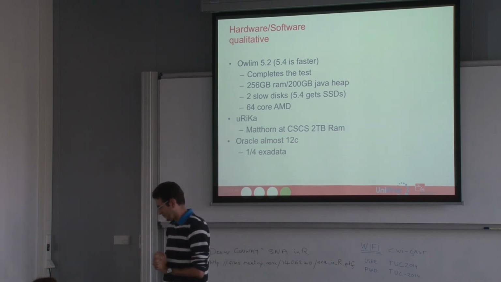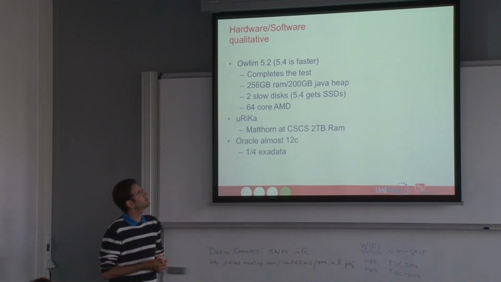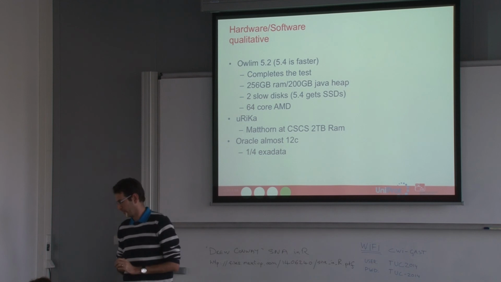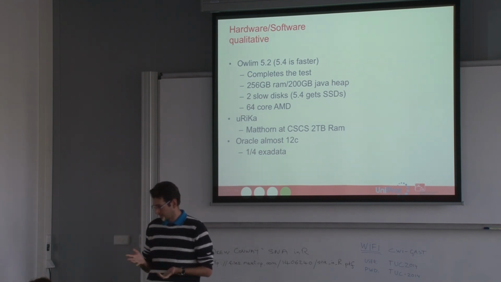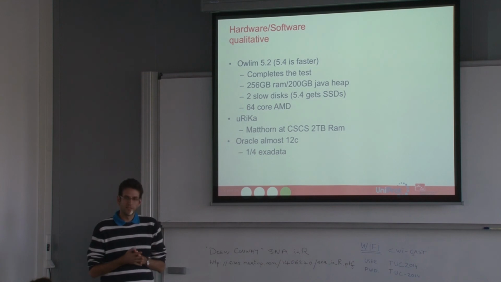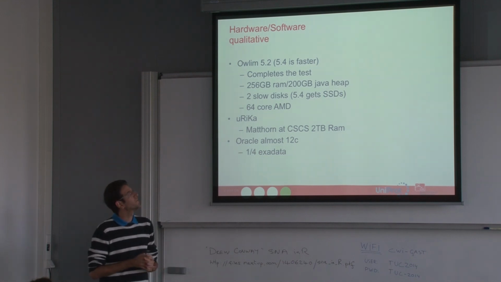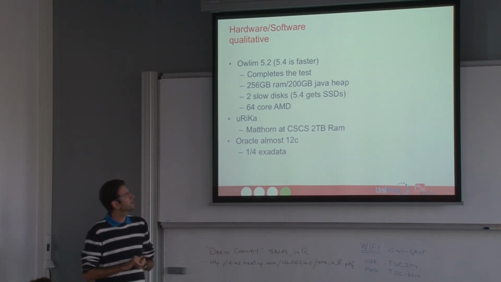But out of 5.2 and 5.4, which is actually what we now use, 5.4 is a bit faster, I can read on the complete text. But it completes the tests. It takes about 20 gigabytes of Java to do so. But this is on a machine which has two very slow spinning disks. A 64-core AMD of 2 generations back.